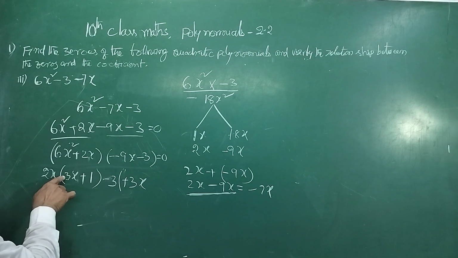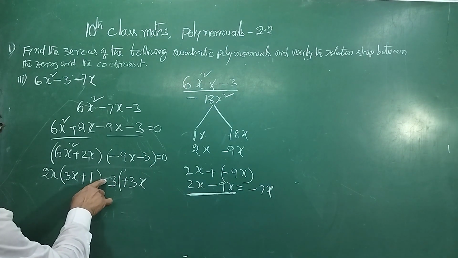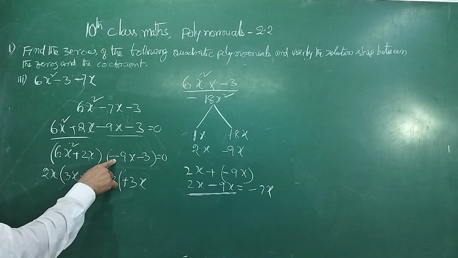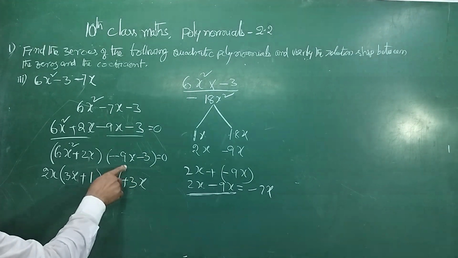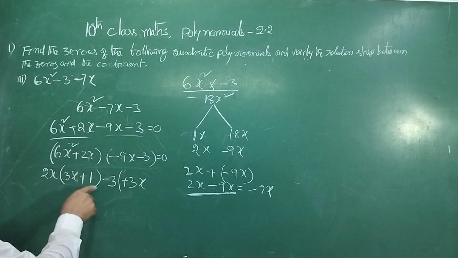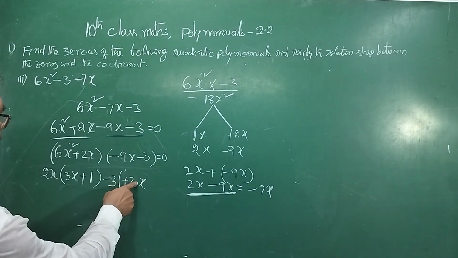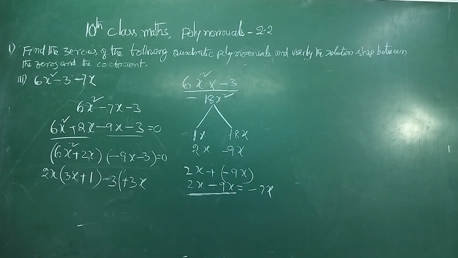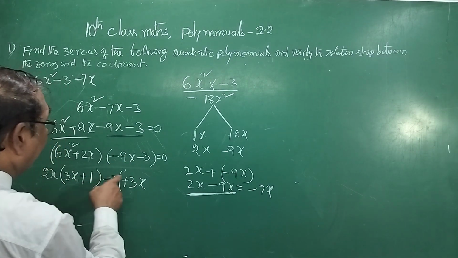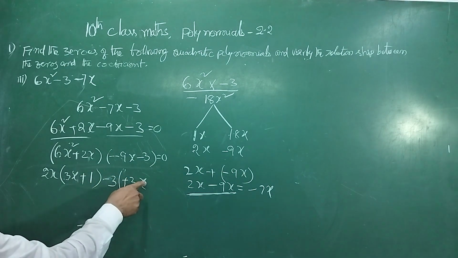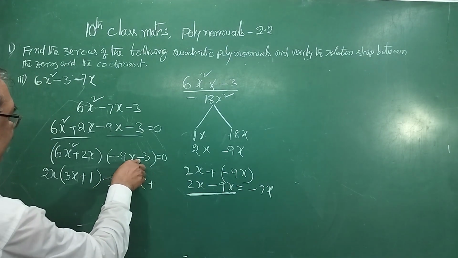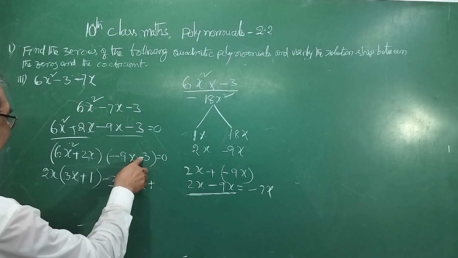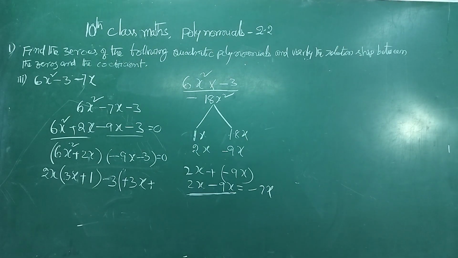Here the plus symbol must be. So minus into plus, minus, correct or not? Yes, 3 into 3, 9, correct or not? X we have written here. Next, here the plus symbol must be. Minus into plus, minus.